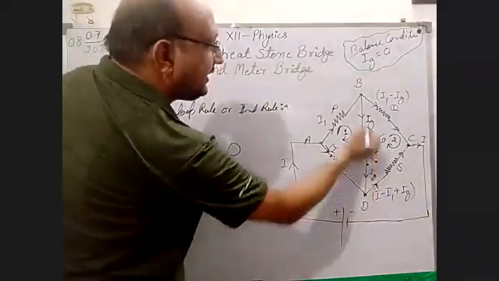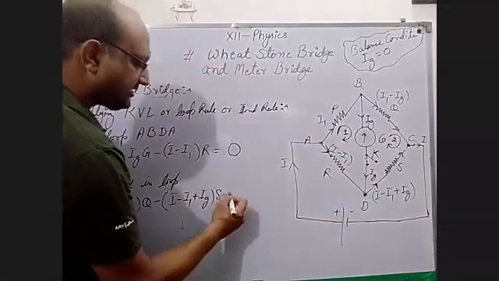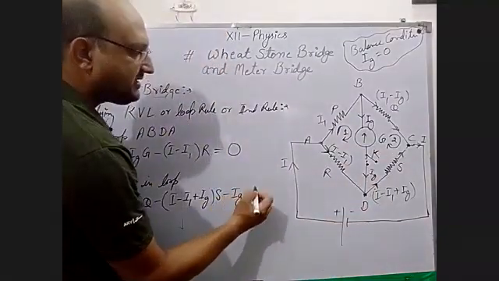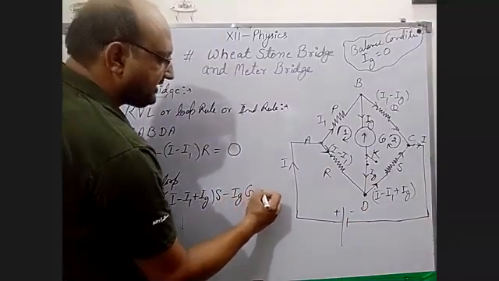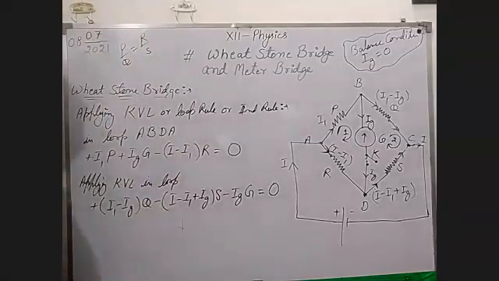Now D to B, again minus, because in reverse order, minus Ig into capital G, and there is no EMF, no batteries in this loop also. You have to take 0 on another side.